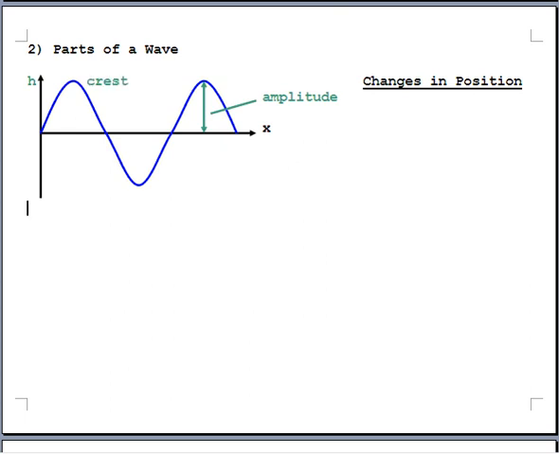Crests are any part of a wave that extend above the x-axis, and troughs are any part of a wave that extend below the x-axis. So this entire piece here is a crest, and this entire piece here we would call a trough.